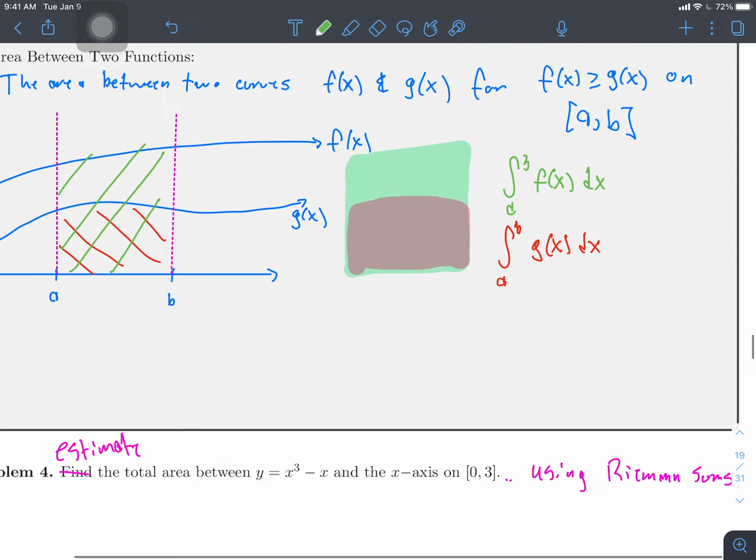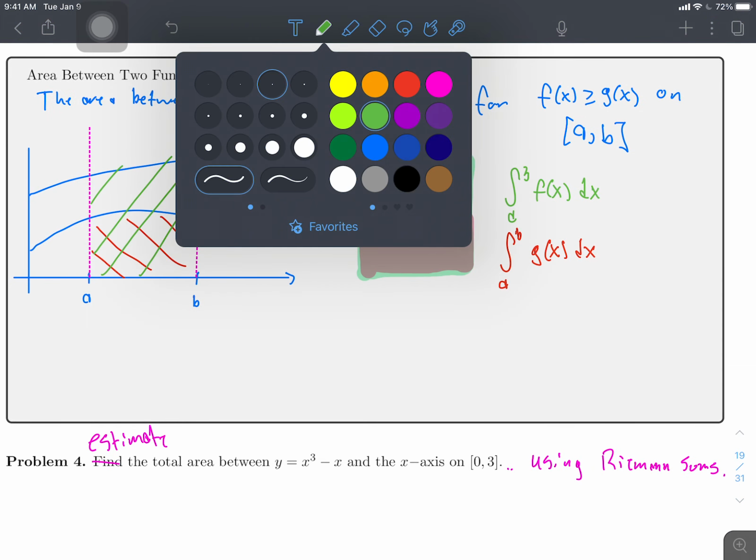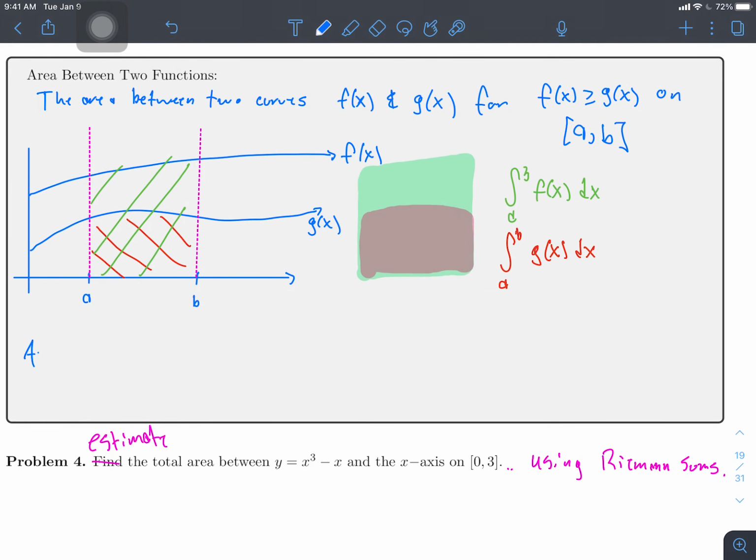So if I take those two areas and I subtract them from one another, then I get the area between, which is given by the integral from a to b of f of x dx, and I'm just going to take away the other area, the integral from a to b of g of x dx.